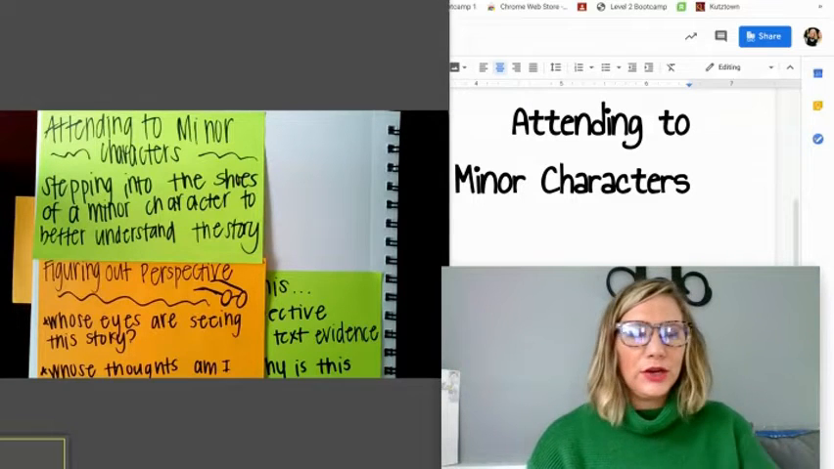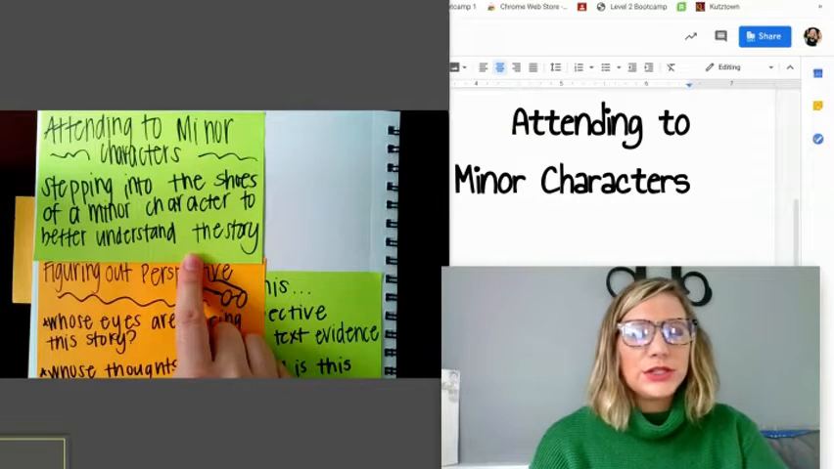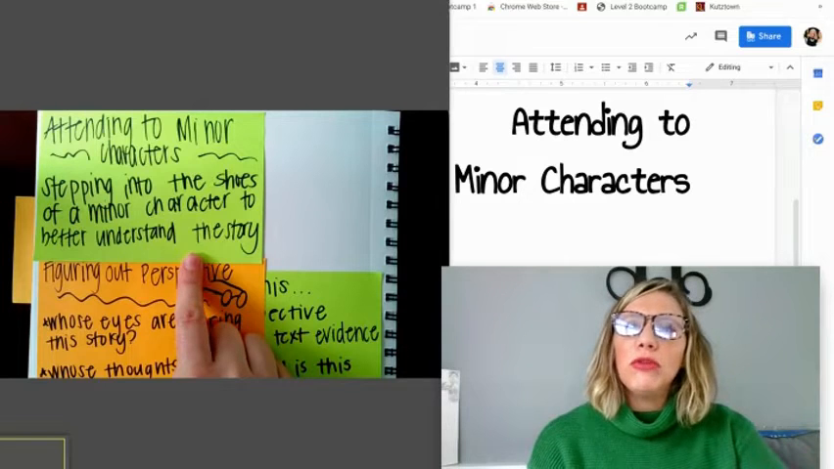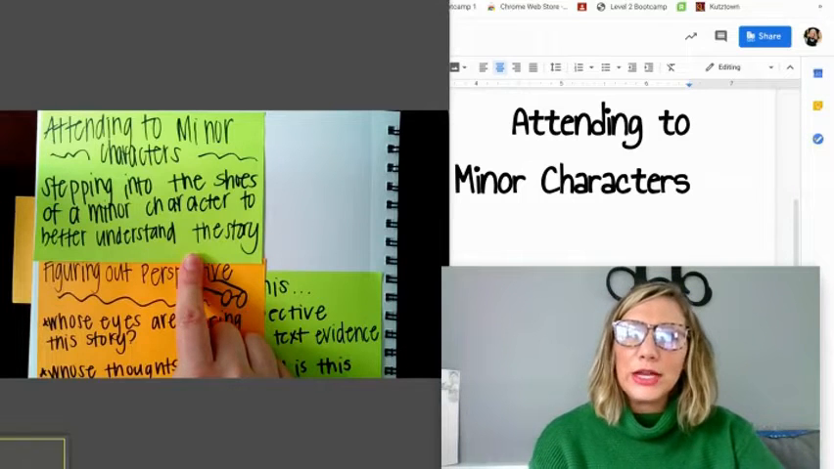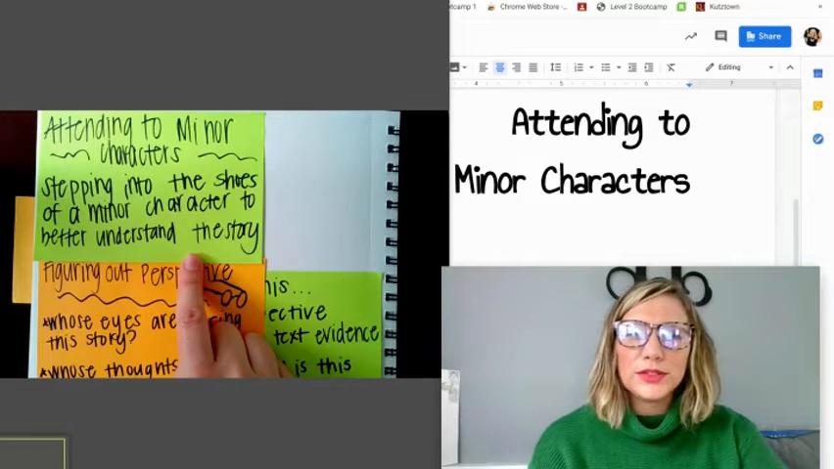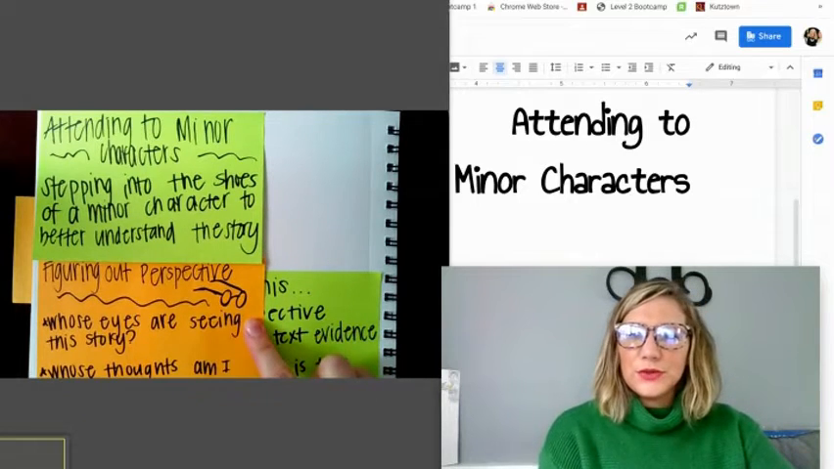So attending to that minor character, we want to step into the shoes of a minor character to better understand the story. We already read and already understand the major character, so we want to attend to the minor character's thoughts to coincide with the major character. Figuring out perspective, there are three things we can think about.